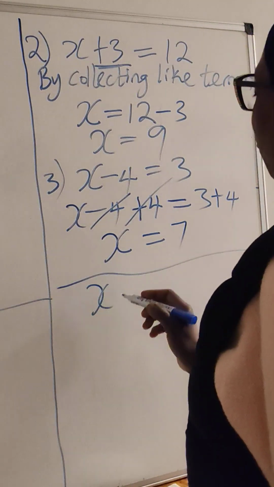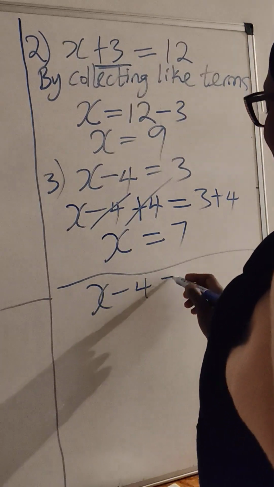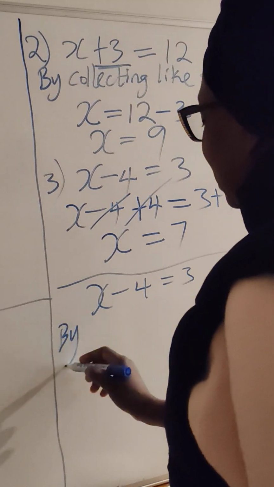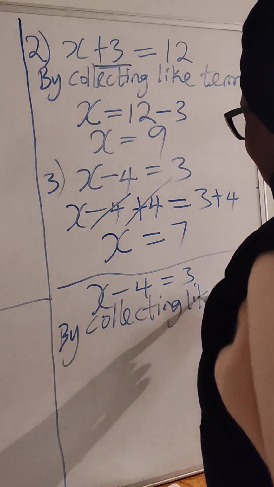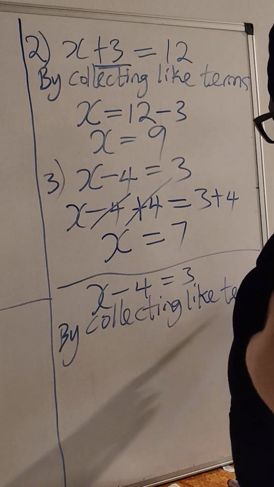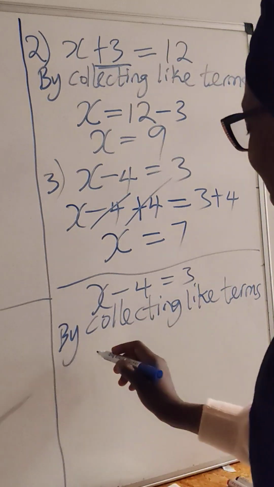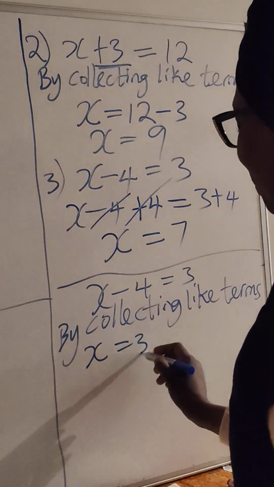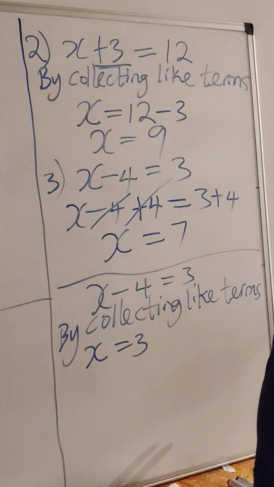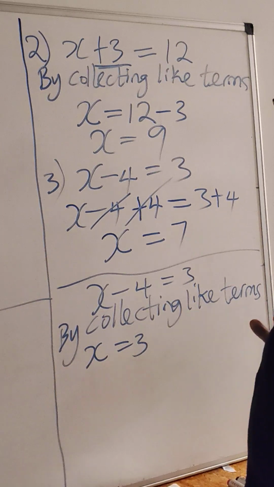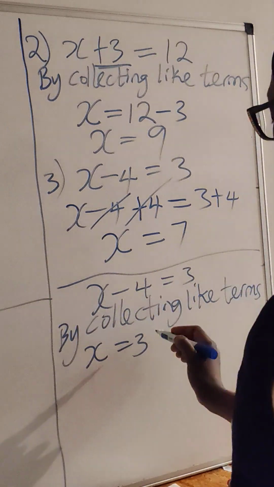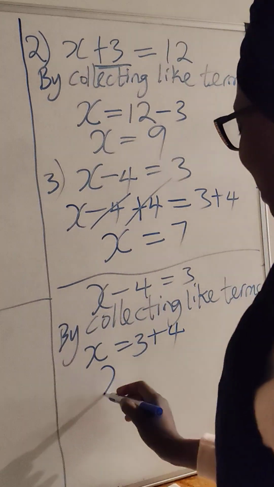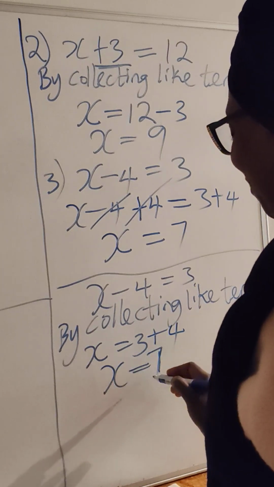Now for the method of collecting like terms. By collecting like terms, we have x equals 3, and this negative 4 moves to the other side to meet 3, because both are numbers and we are trying to collect like terms. So this minus 4 becomes plus 4, and x is equal to 7.